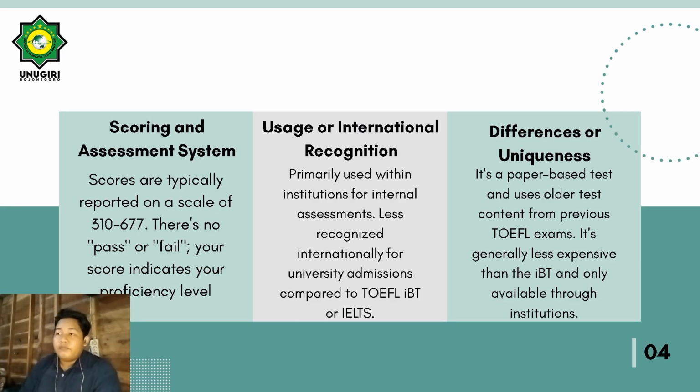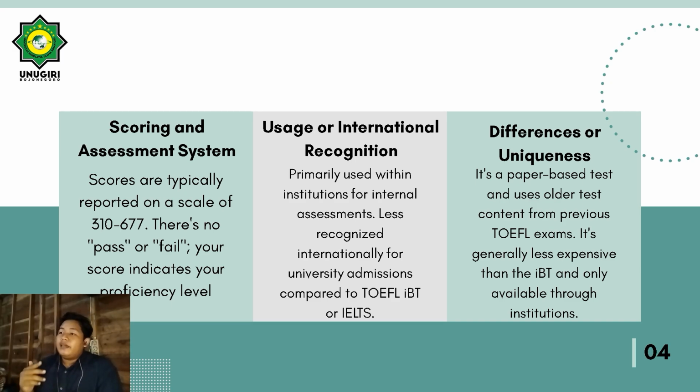And in here there is a scoring and assessment system. The scores are typically reported on a scale of 310 until 677. There is no pass or fail in here. Your score indicates your proficiency level. So I think this is the basic one, I think.